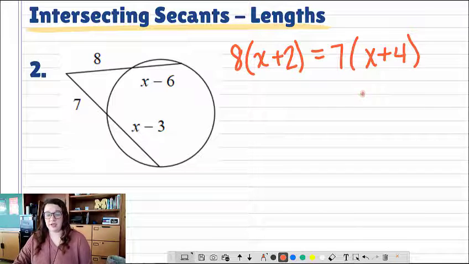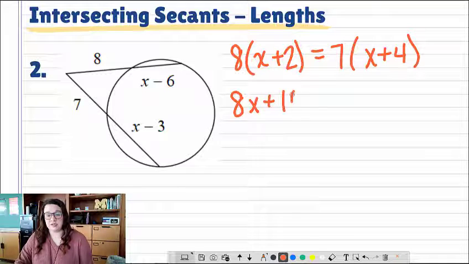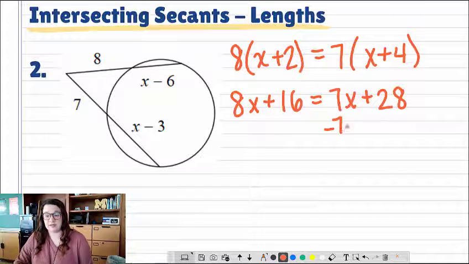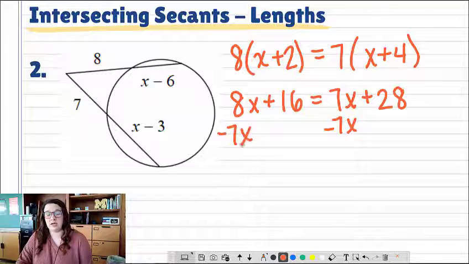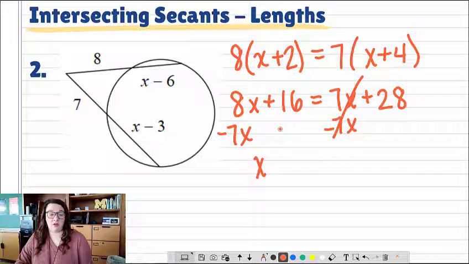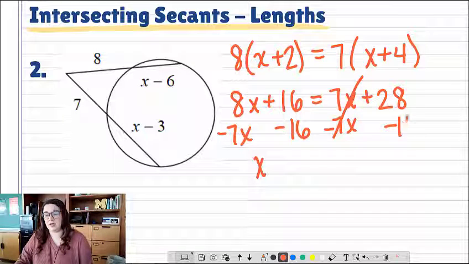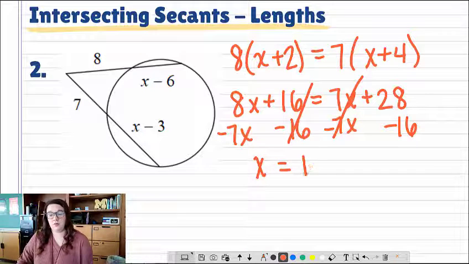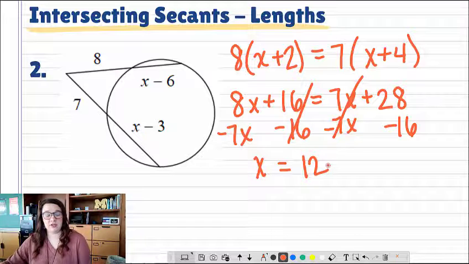All right, this looks fine. I'm going to distribute on both sides, so 8x plus 16 equals 7x plus 28. Let's get all the variables to the same side by subtracting 7x from both sides. And let's also get all the numbers on the other side. I'll subtract 16 from both sides to make that happen. So I have x on the left, 28 minus 16 is 12, and we've got our final answer.